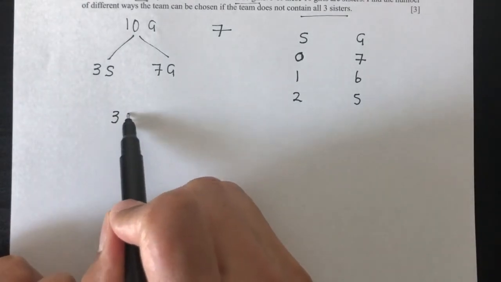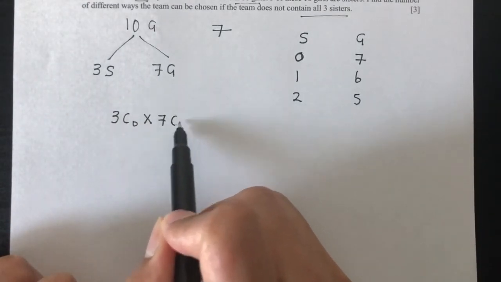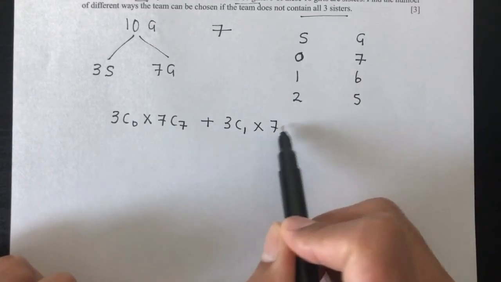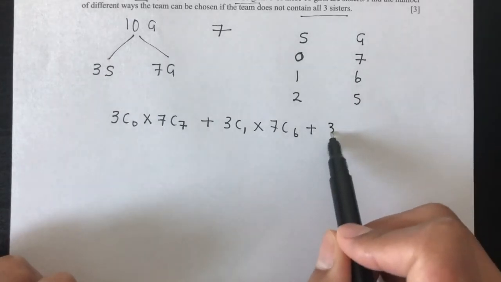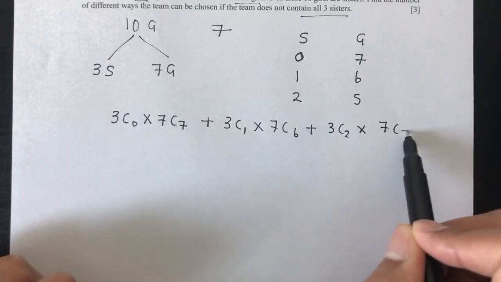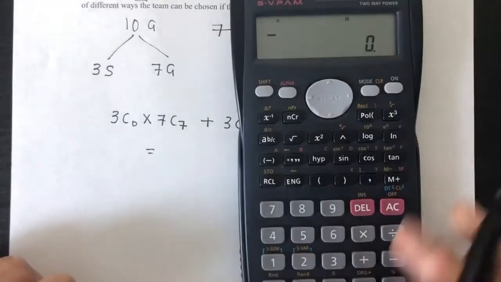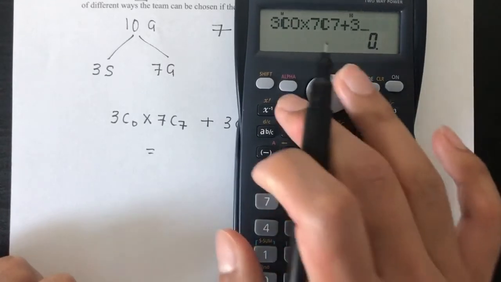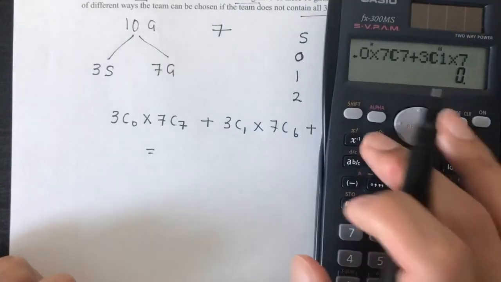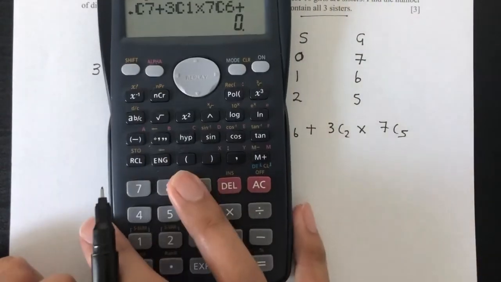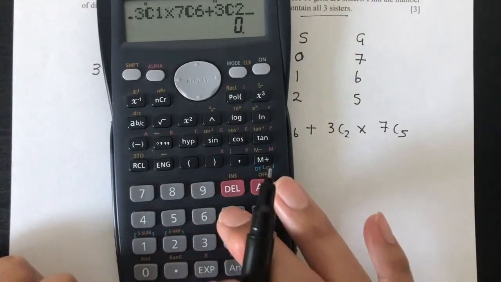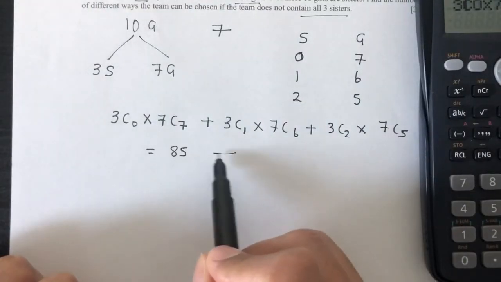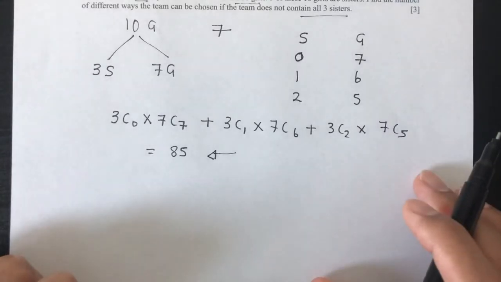So from the 3 sisters, choose 0 times 7 choose 7, or it can be 3 choose 1 times 7 choose 6, or 3 choose 2 times 7 choose 5. Let's see what we get. So 3 choose 0 times 7 choose 7 plus 3 choose 1 times 7 choose 6 plus 3 choose 2 times 7 choose 5. That should be 85. So 85 will be your answer for part B of question number 6.